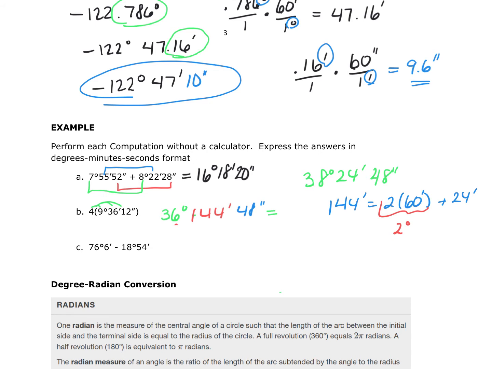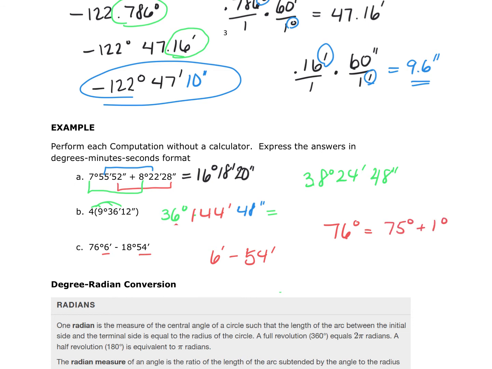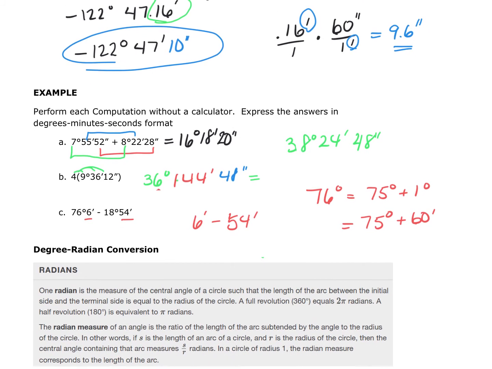Now let's look at our last example here. With our last example, we have to borrow, because what I'm trying to do is take 6 minutes and subtract off 54 minutes. Clearly, I can't do that because I'll get a negative number. However, 76 degrees is the same thing as 75 degrees plus 1 degree, which is the same thing as 75 degrees plus 60 minutes.